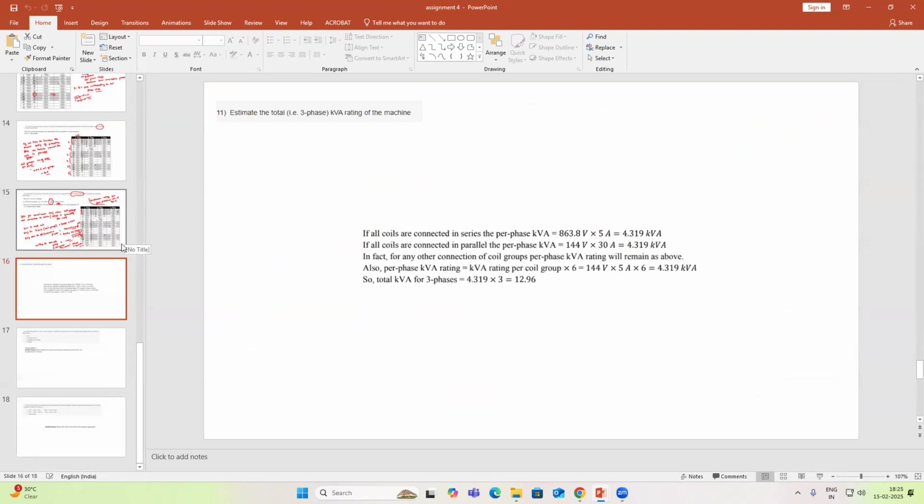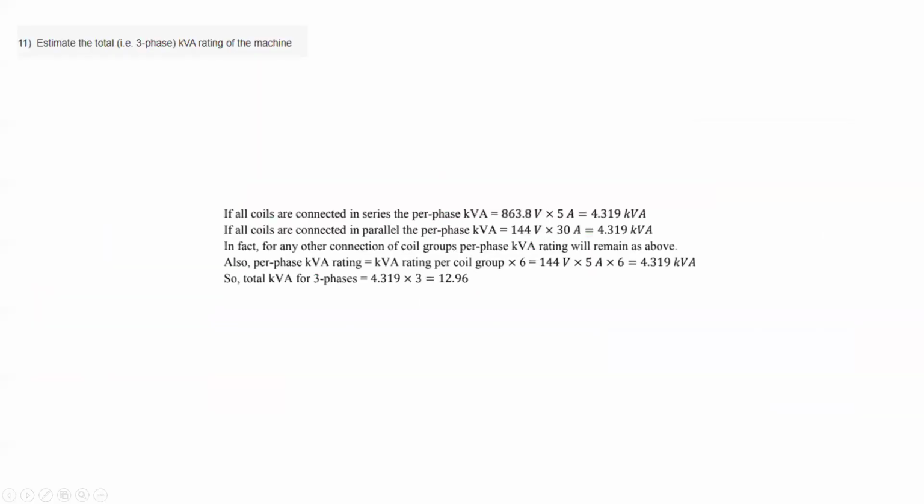So now we will see another question. Here they're asking you to estimate the total kVA rating of this machine. So you can take the kVA rating as if the coils are connected in series. So per phase kVA will be what? Because in series we are connecting the coils like this.